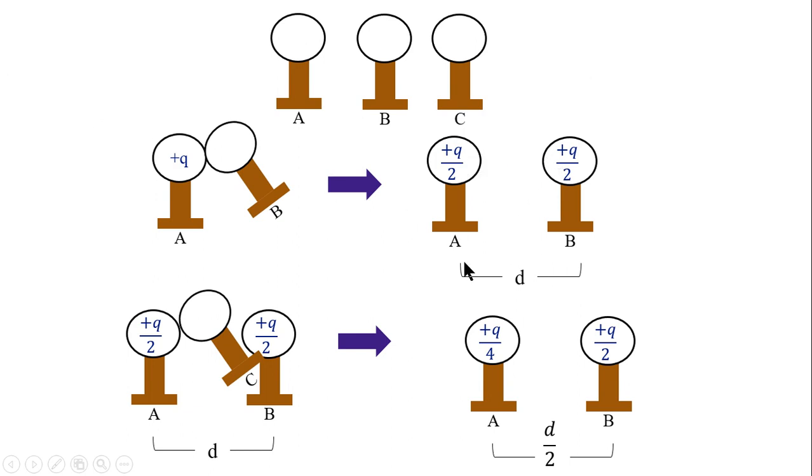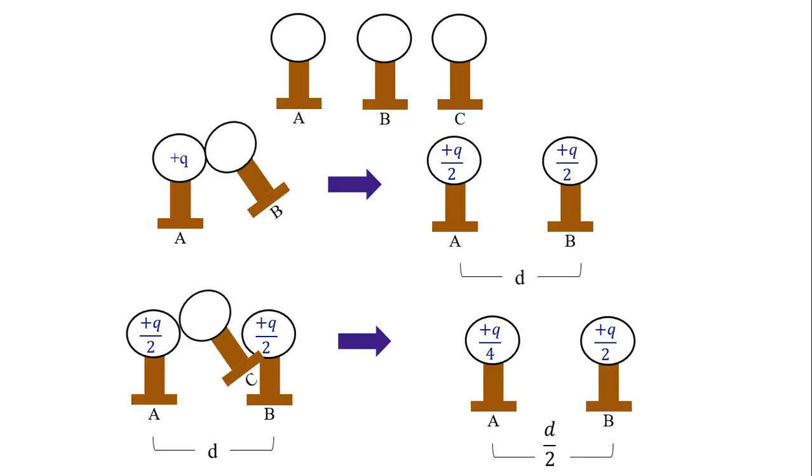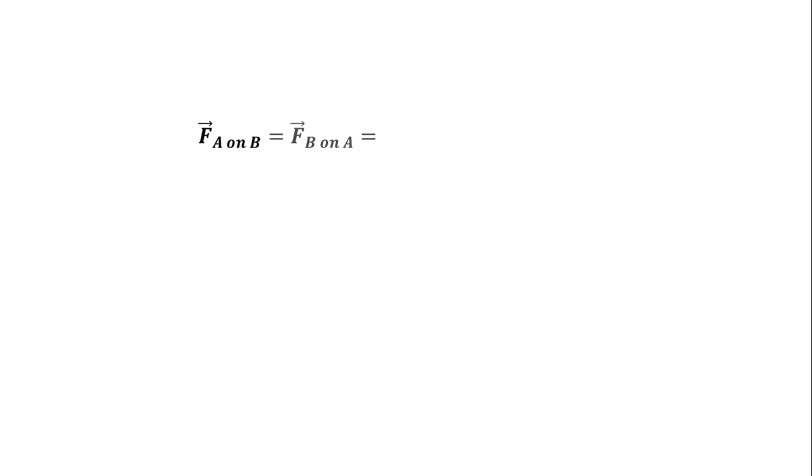So Q over 2, divided by the distance of D; and Q over 4 and Q over 2, with a distance of D over 2. So it halves the distance. Okay, let's try to do this. So force A on B. If we go back here, A and B, right? Force A on B will equal B on A. We know that from the last one, right?